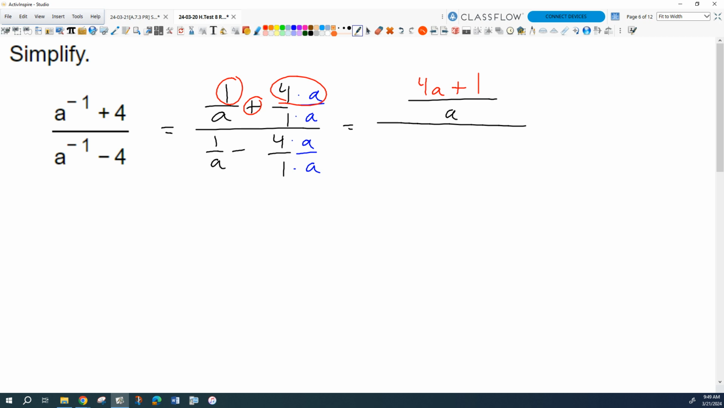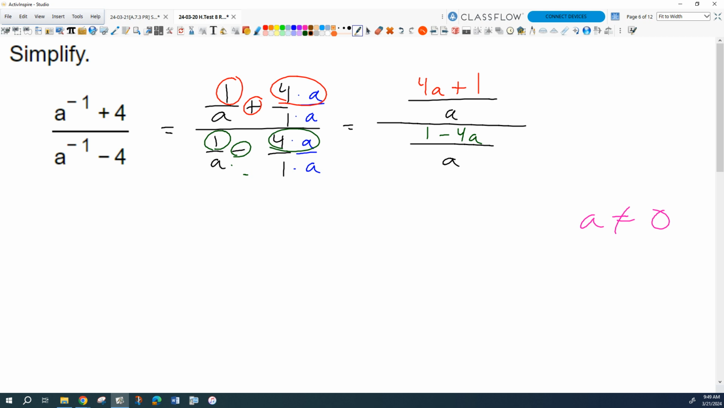In the bottom, same thing, right? I've got my common denominator of a. In the numerator, I'm going to have 1 minus 4a, right? Make sense? Okay, now what? Okay, but before I do that, exclusions. A cannot equal 0, good. Now we can, what do you guys say, keep, change, flip.